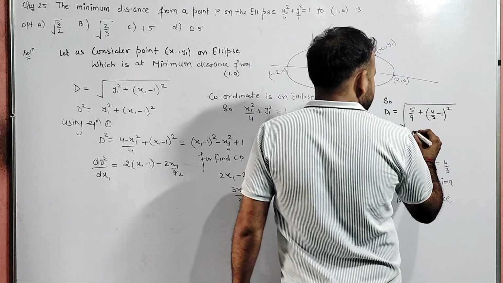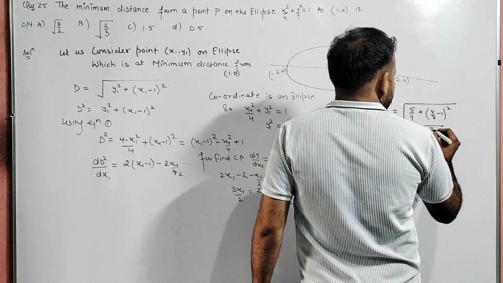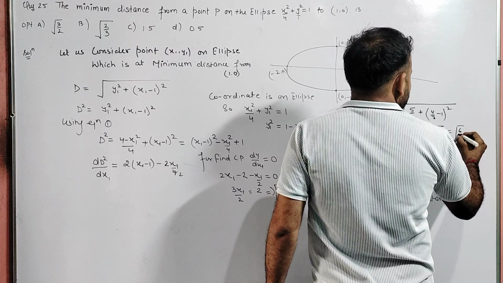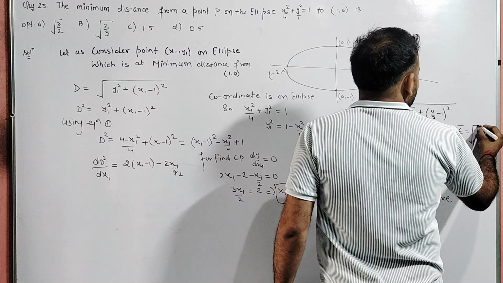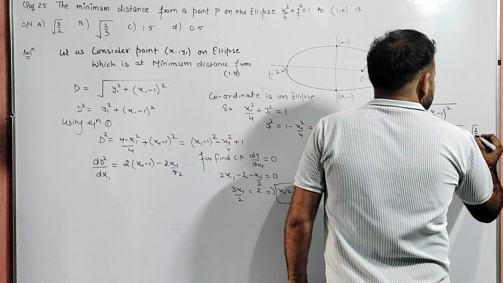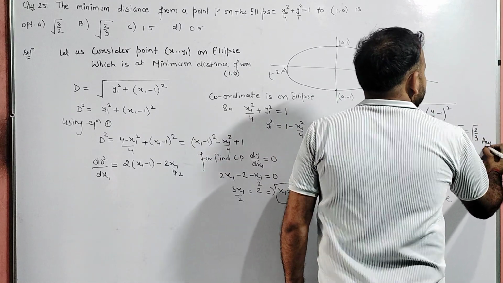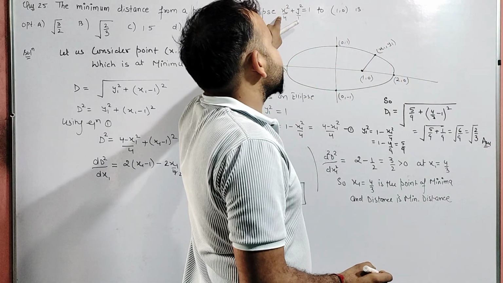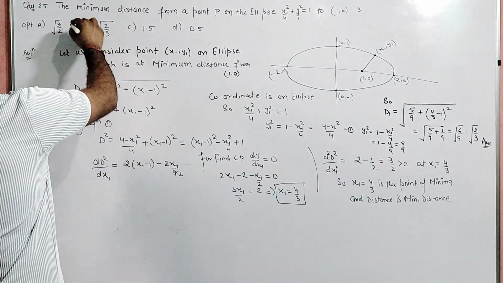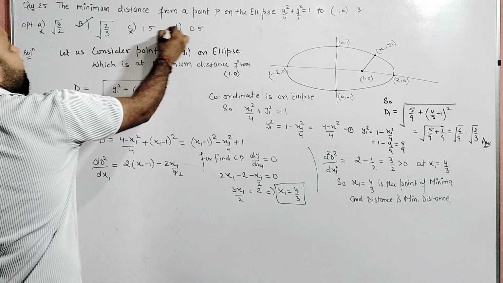Student, you can see that 5 by 9 plus 1 by 9, that means root of 6 by 9, this will become root 2 by 3, which is our minimum distance of this ellipse from point (1, 0). That means our option B is correct, remaining options are incorrect. B is correct.